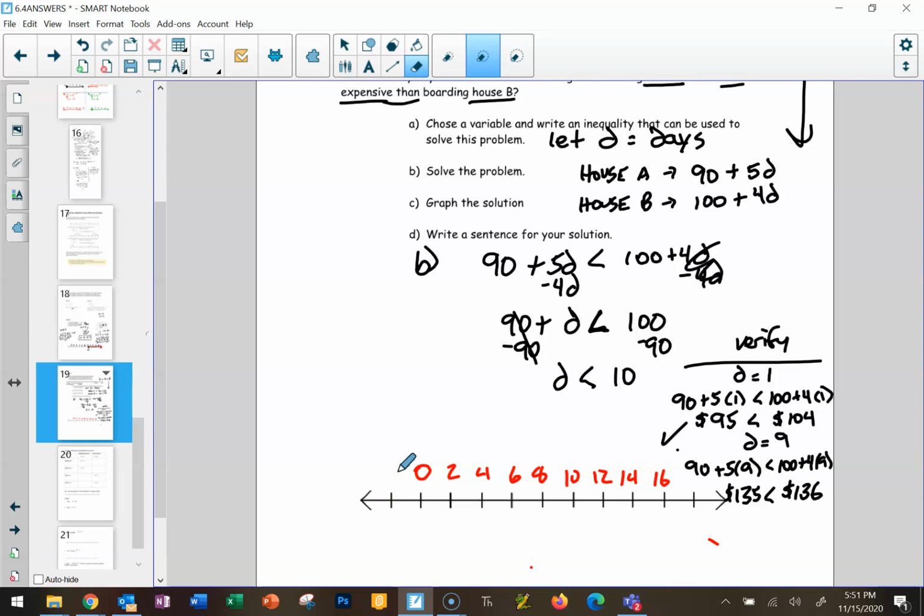Is it possible to board a dog for -2 days? Clearly it isn't. Time, as far as we know, only moves forward. And the other thing we have to consider is whether this is discrete data. And in this case, I think it is discrete data because you get charged the $90 or the $100 regardless. It doesn't make any difference how many days you stay.